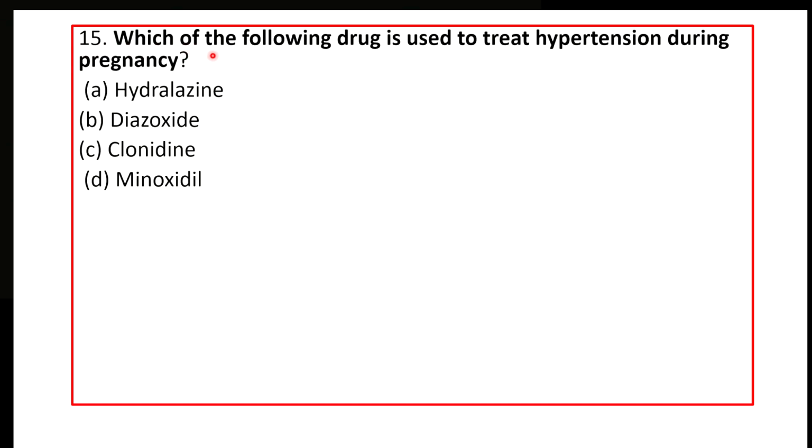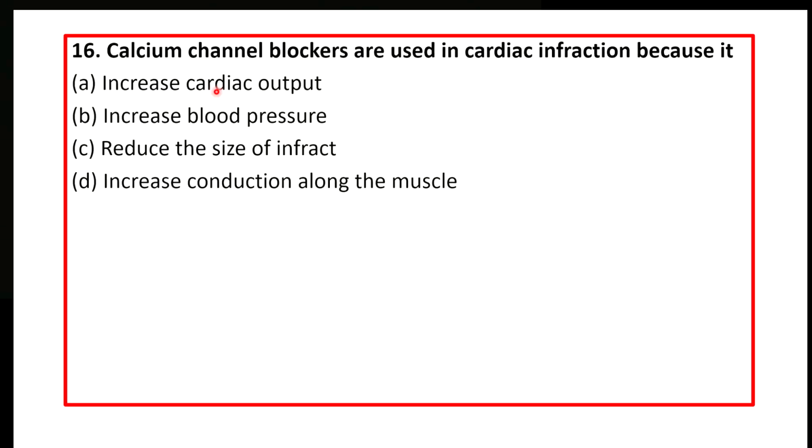Question number 15. Which one of the following drugs is used to treat hypertension during pregnancy? Option A, hydralazine, B, diazoxide, C, clonidine, D, minoxidil. So the correct option is A, hydralazine, which can be used during pregnancy for the purpose of treating hypertension.